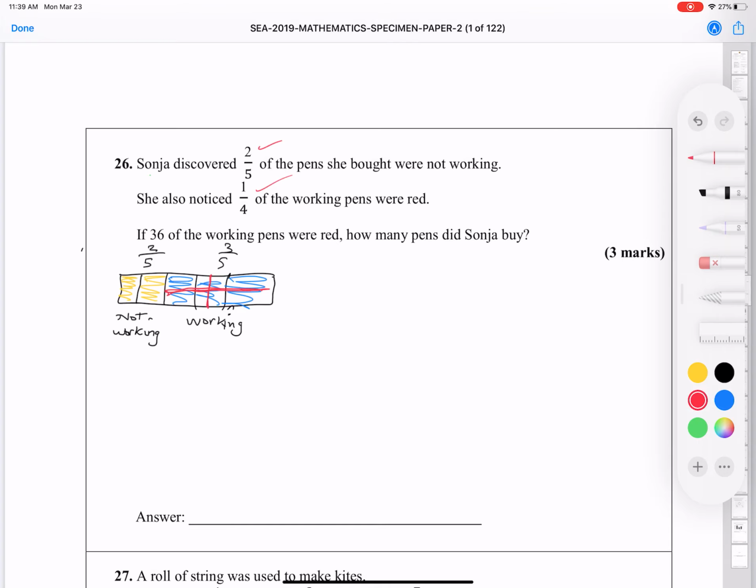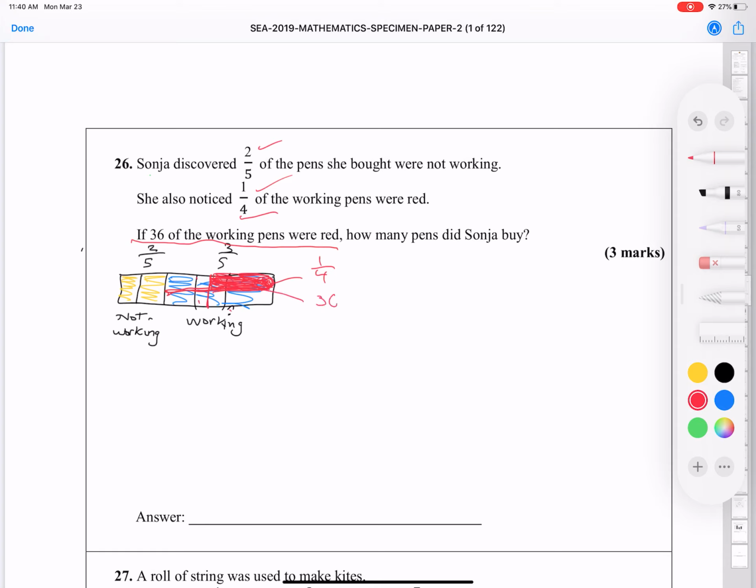Let's go down to the next line. If 36 of the working pens were red. We were just told 1/4 of the working pens were red. So we separated this section into quarters. Let's shade 1/4. 1/4 of the working pens are red. And 36 of the working pens are red.